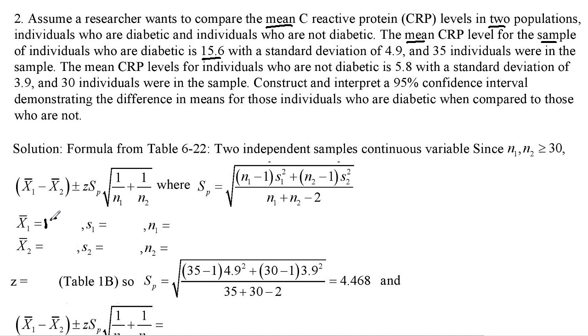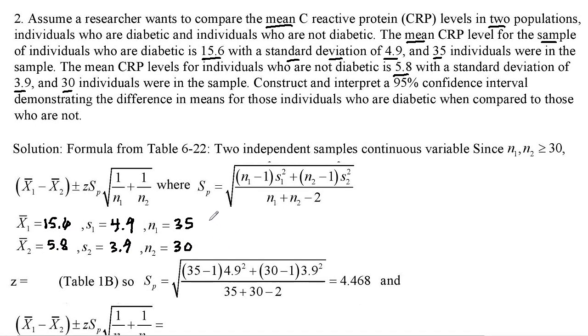That's down here. And the standard deviation of that sample is 4.9. So that's going to be S1. And 35 individuals here were in that sample. That's going to be N1. That's our sample size. And then the mean CRP level for individuals who are not diabetic is 5.8 with a standard deviation of 3.9 and 30 individuals. So X2 is 5.8, S2 is 3.9, and N2 is 30.